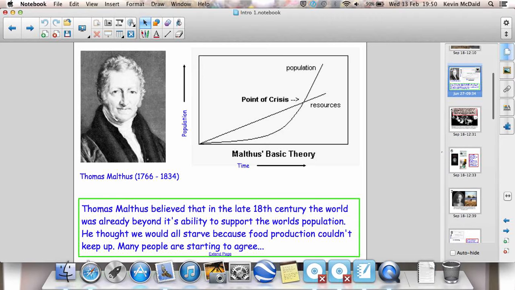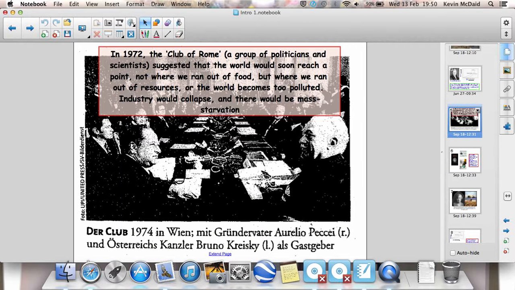This is backed up by what we call the Club of Rome. It was a meeting in 1972 between lots of very clever scientists and politicians, and they sat down and looked at lots of information and decided that in the next 30-40 years, from 1972, we would run out of food and resources and oil and coal and gas, and the whole world and society would basically collapse, and everyone would starve, and it would be absolutely horrible.